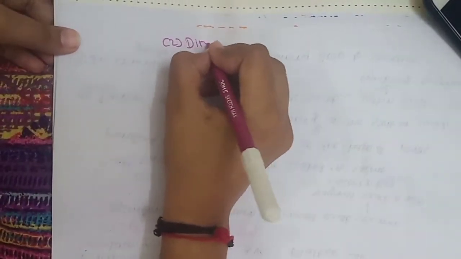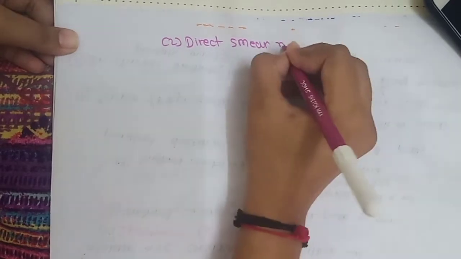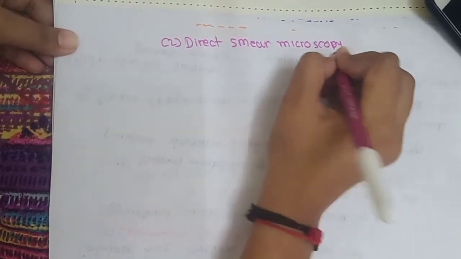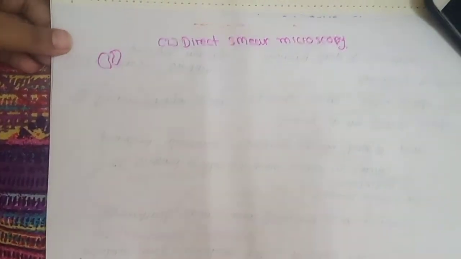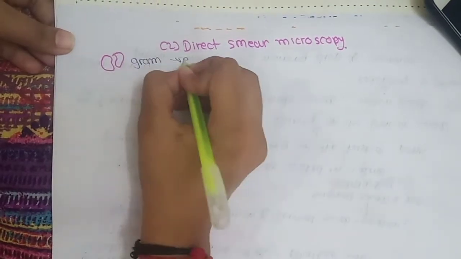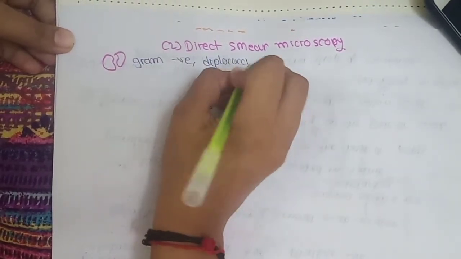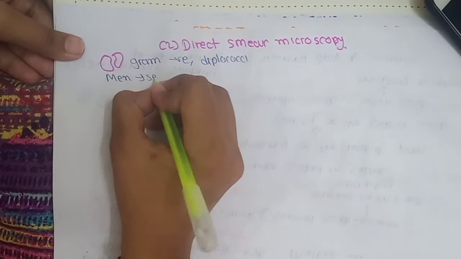Second method is direct smear microscopy. The gram staining of urethral exudate will reveal that gonococcus is gram-negative diplococci. They are gram-negative, so pink in color, diplococci, and they are kidney-shaped.